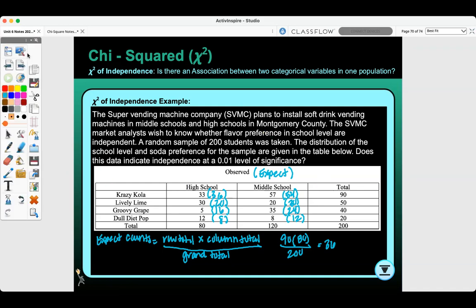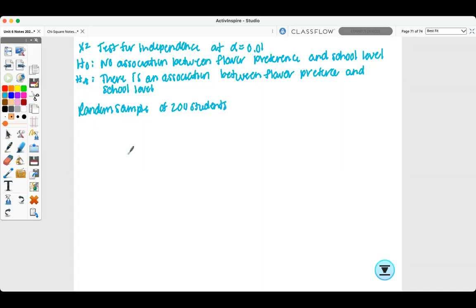All of these are greater than or equal to 5. So you would state that all expected values are greater than or equal to 5. So we have a large enough sample.